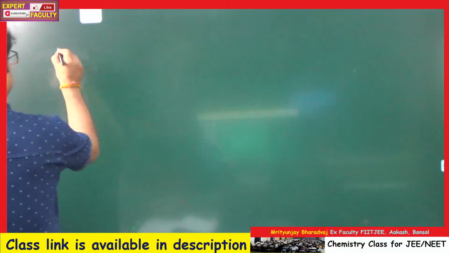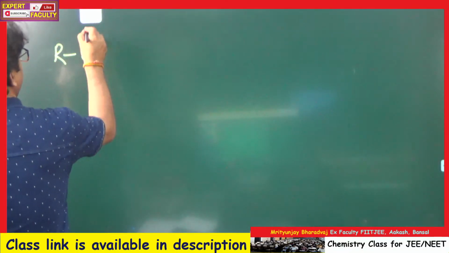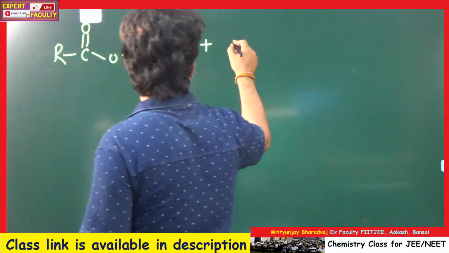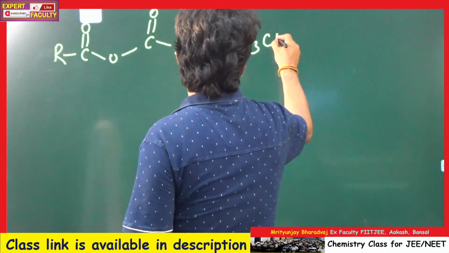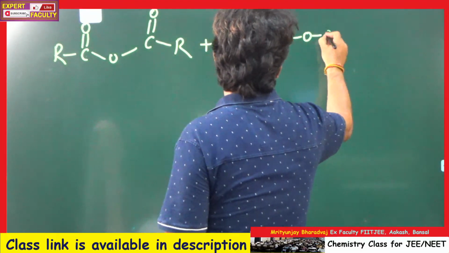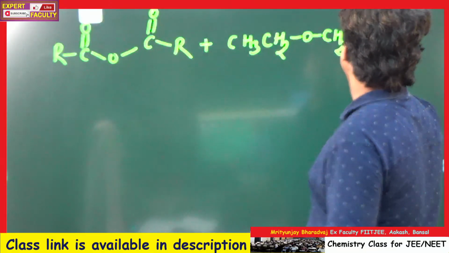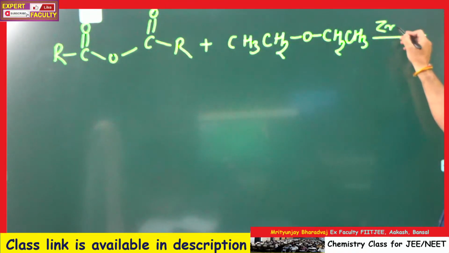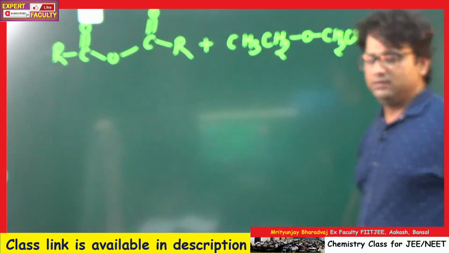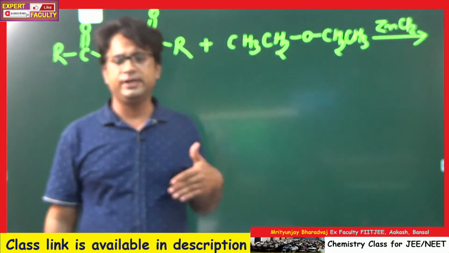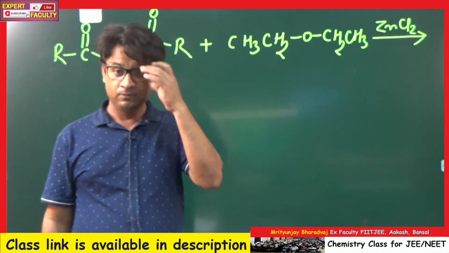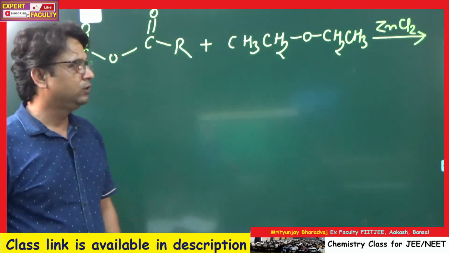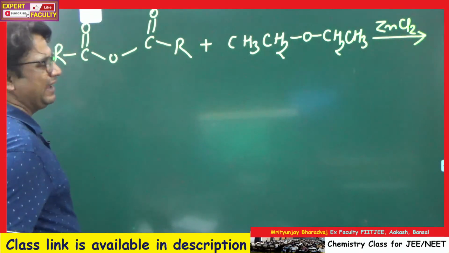Similarly, there can be a reaction of ether with acid anhydride. If we have an ether reacting with acid anhydride, again we'll need a Lewis acid in this reaction, and the Lewis acid preferred is ZnCl2. AlCl3 can also work. But preferred will be what? ZnCl2. So ZnCl2 anhydrous.